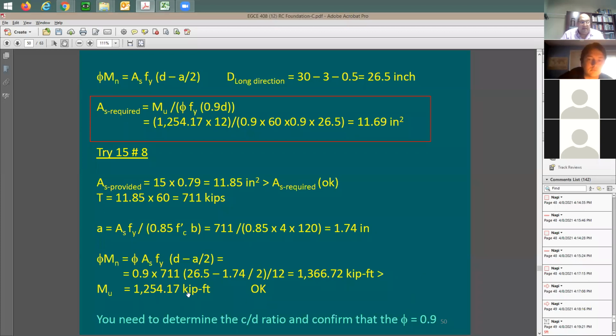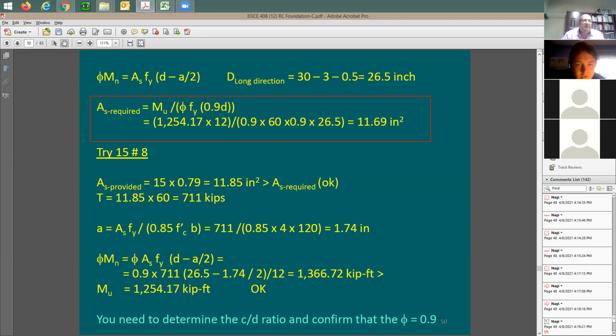All right, again, you need to find out C over D and find out the phi factor. It is not shown here, but understand that you guys know how to do this, and there is no need to repeat the simplest step for you. Professor. Yes. For the 0.9D for AS required, is that related to phi or it's its own thing?